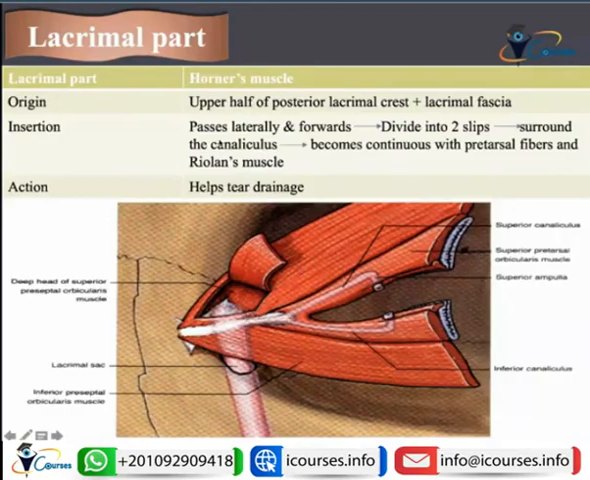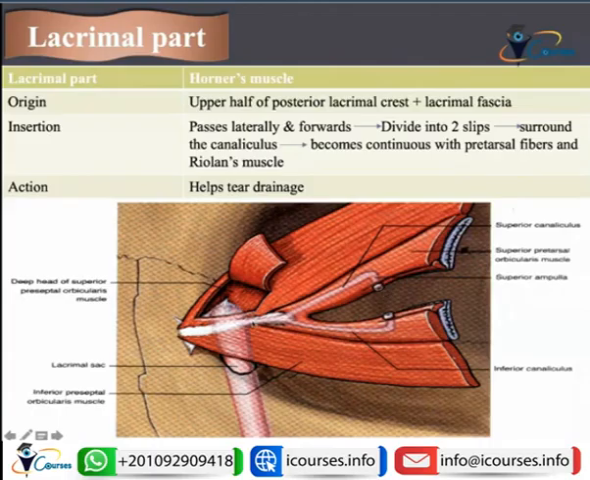Finally, we have the lacrimal part, which is the Horner muscle. The Horner muscle originates from the upper part of the posterior lacrimal crest and the surrounding fascia that enclose the lacrimal sac. Then it passes forward and laterally, and divides into two slips. These slips enclose the canaliculi and then become continuous with the pretarsal muscle and Riolan muscle.